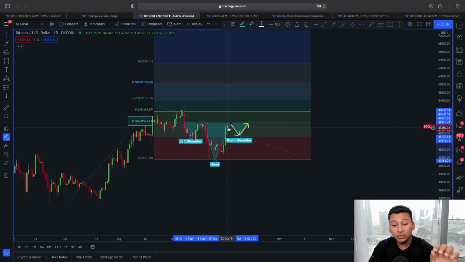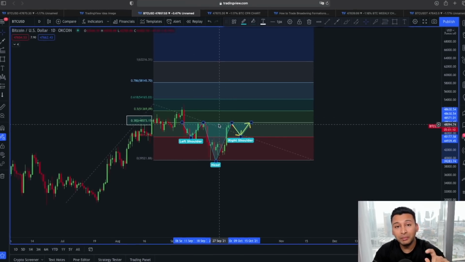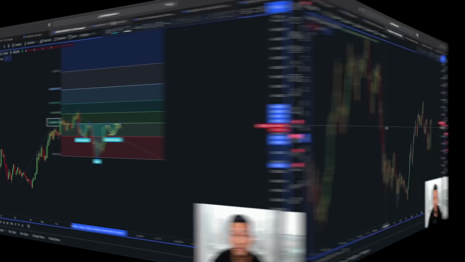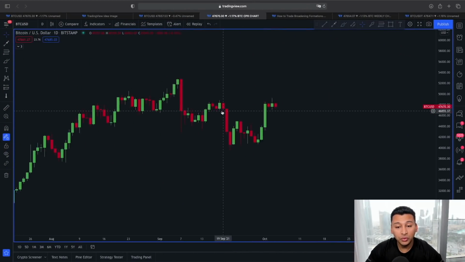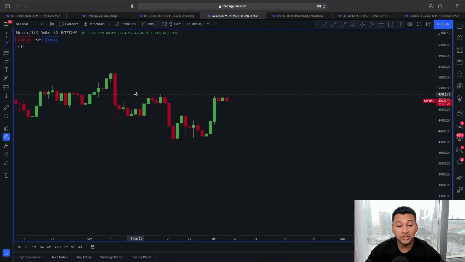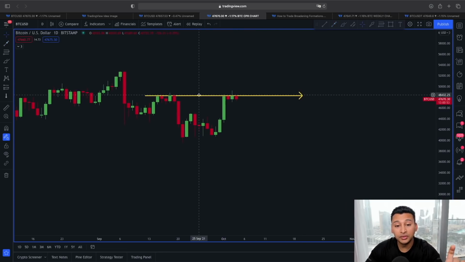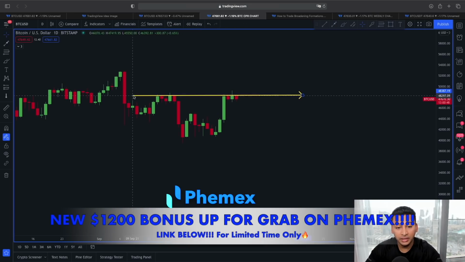Now I'm also going to give you a reason why this inverse head and shoulders would make a lot of sense at this current stage for the immediate short term, guys. Let me show you this chart here. So now we are going to look at this price action in a very simple way, guys. I am going to simply add this resistance first around 48,500, 48,600. We are aware of that, right?